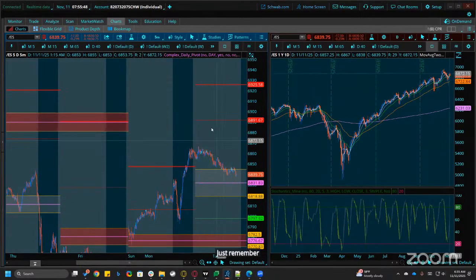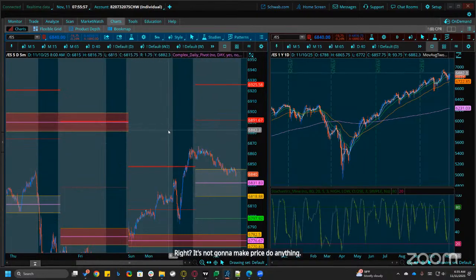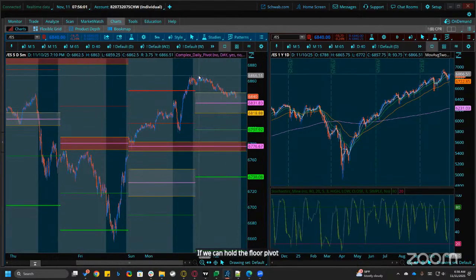Just remember that those S&R lines and floor pivots do not move price, right? It's not going to make price do anything. If we can hold the floor pivot, look to recheck yesterday's high or Globex high and then see what we can get out of it from there.